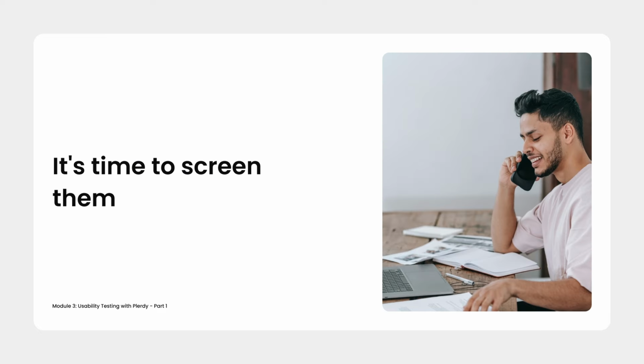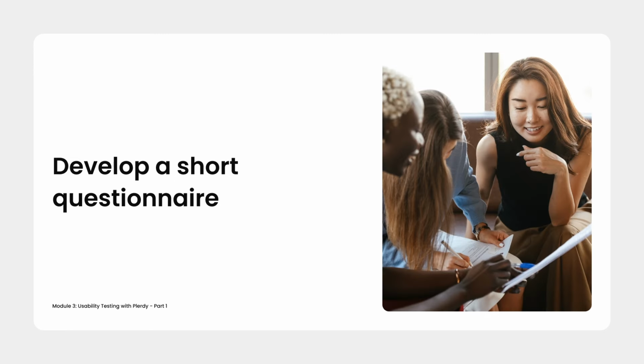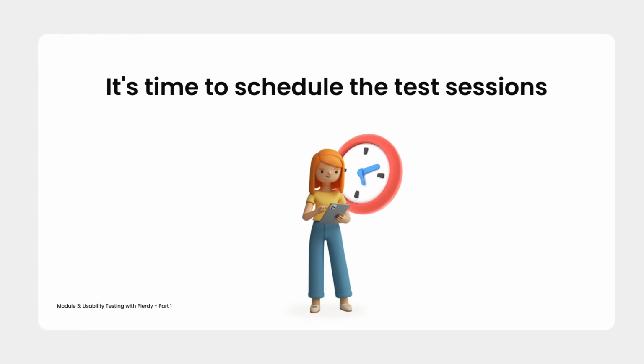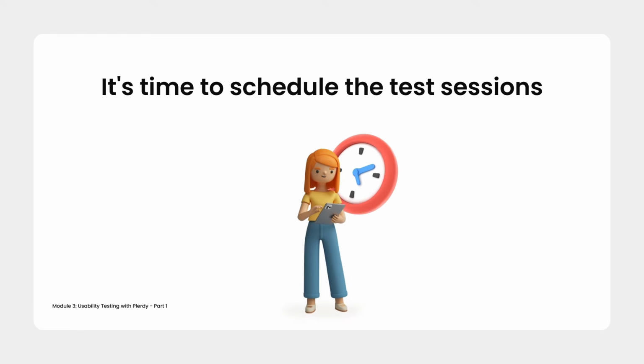Once you have a pool of potential participants, it's time to screen them. This step helps ensure they fit your target profile and are genuinely interested in providing valuable feedback. Develop a short questionnaire to gauge their suitability. Include questions about their demographics, experience with your website or industry, and availability for testing. After screening, you'll have a refined list of candidates.